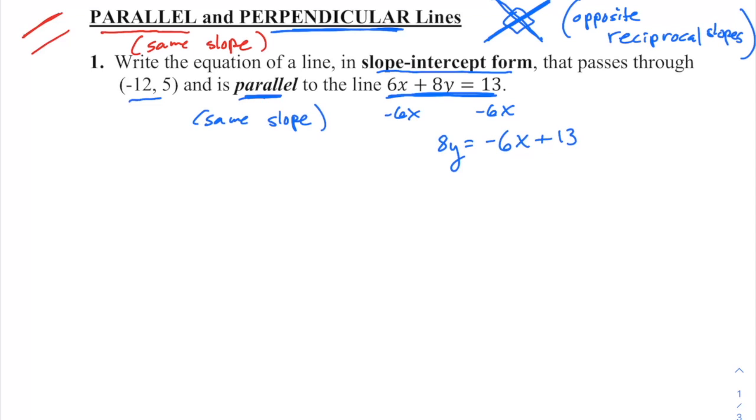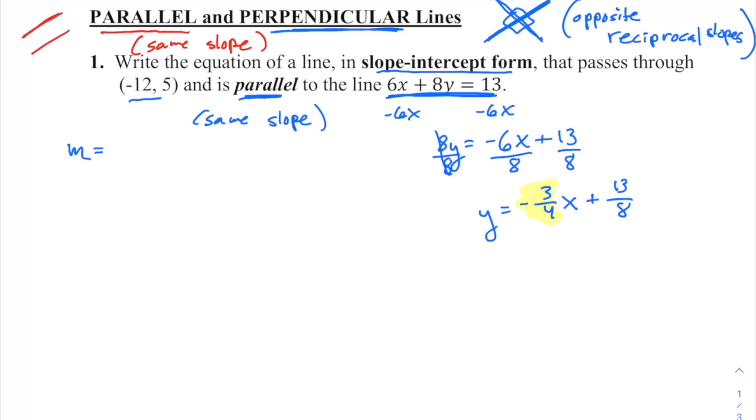So I subtract 6x. I have 8y equals negative 6x plus 13. I'm going to divide by 8 to isolate that y. And now I'll have y is equal to negative 6 divided by positive 8, which is negative 3/4 x plus 13/8. Now this line has a slope of negative 3/4. And that means my line, I'm trying to write a different line altogether, must have the same slope as that.